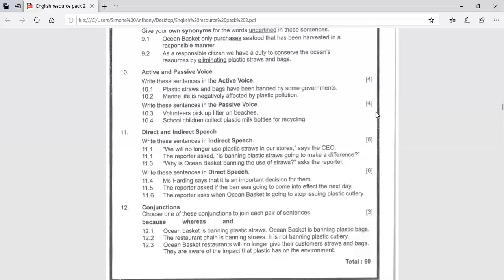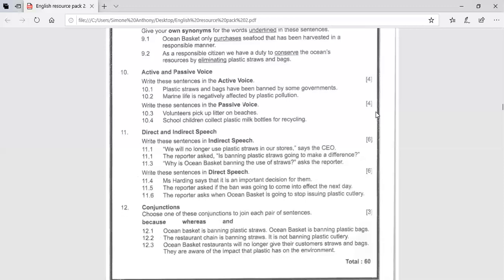The next one, 11.5, the reporter asked if the ban was going to come into effect the next day. That would change to the reporter asked, comma, open inverted commas, is the ban on straws going to come into effect tomorrow? Question mark, closed inverted commas. Please don't forget, if you're asking a question, you have to include the question mark, because you're reporting what they're saying, but remember what you are saying was in the form of a question.